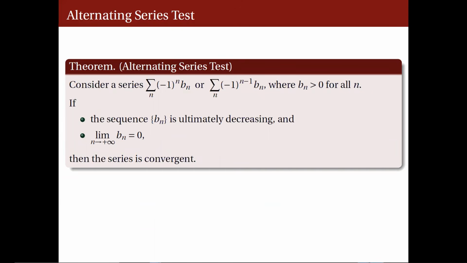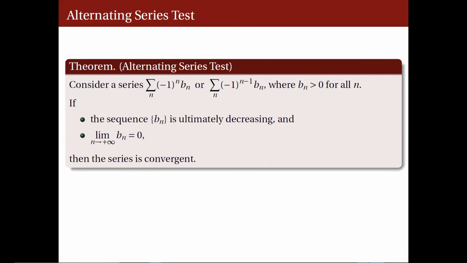The following series test can only be used to check whether an alternating series is convergent. Kaya tinatawag itong alternating series test. We state this in the following theorem. Consider a series summation (-1)^n times b sub n, or summation (-1)^(n-1) times b sub n, where b sub n is greater than 0 for all n. Two conditions must be satisfied to use this test.